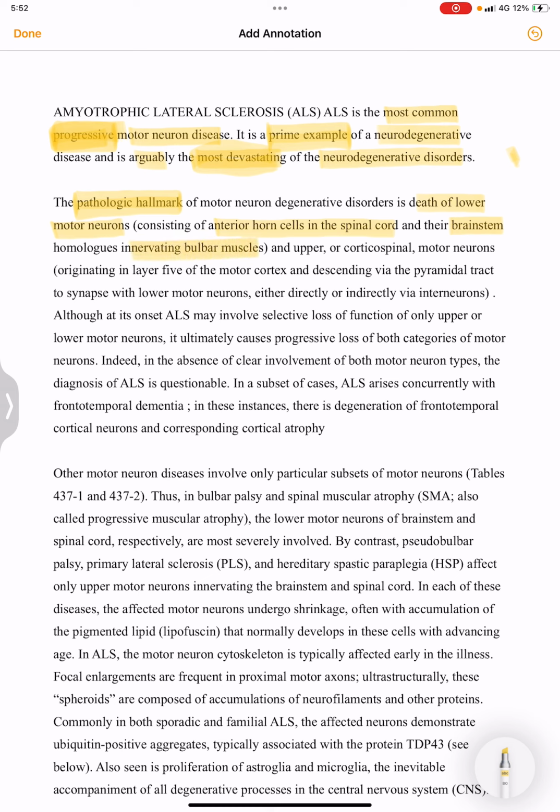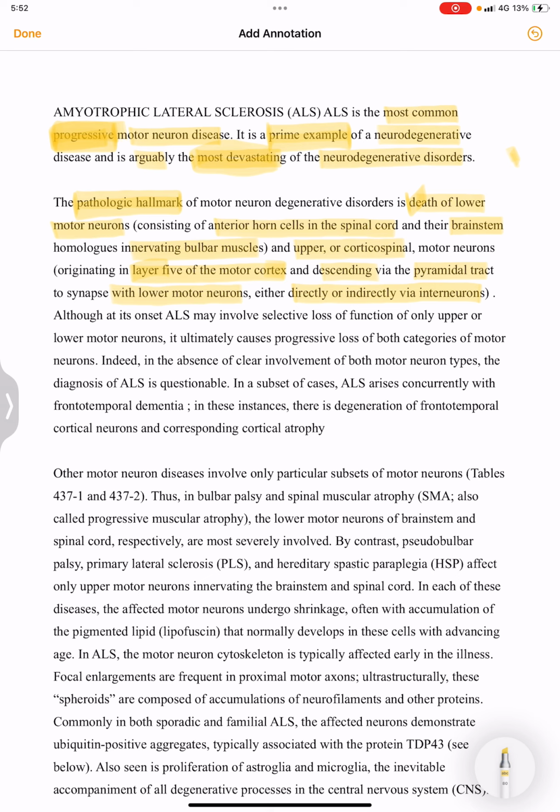And apart from lower motor neurons, there is also involvement of the upper or corticospinal motor neurons. These originate in layer 5 of the motor cortex, and they descend via the pyramidal tract to synapse with the lower motor neurons, either directly or indirectly via interneurons.